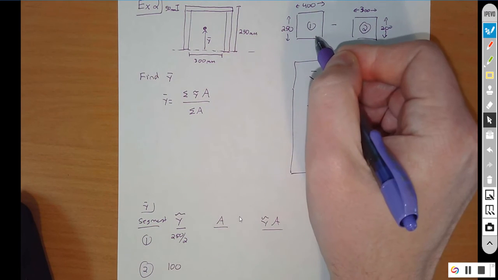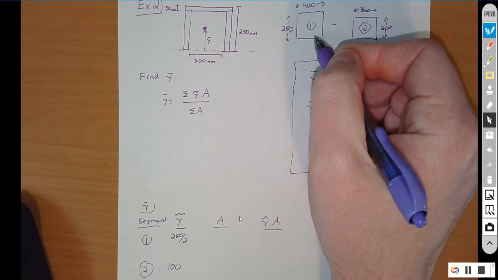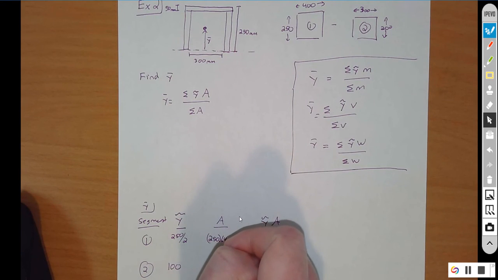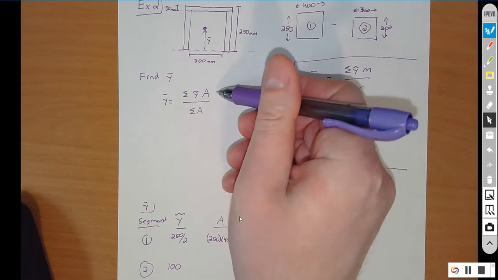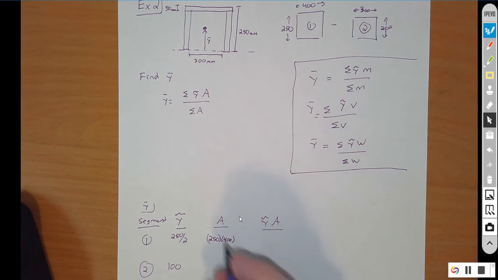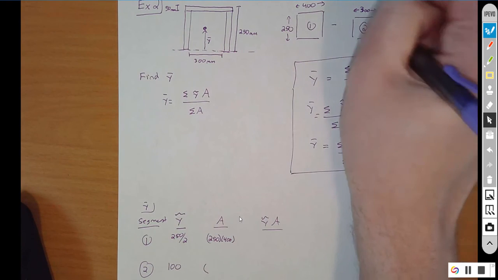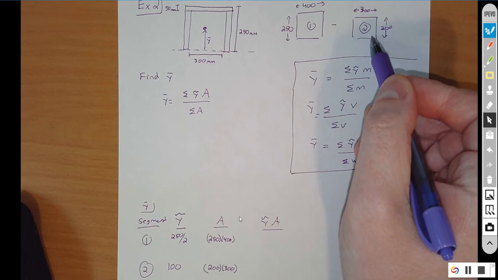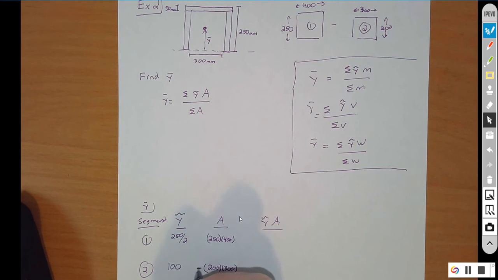The area of shape 1, hopefully you know the area of a rectangle, is 250 times 400. Those are in millimeters, but as long as I use the same units on top and on bottom, everything will cancel itself out. We'll be fine. The area for this one is 200 times 300. Now there's a special thing we have to do here. This area is being subtracted, so we need to make sure that we make this area negative.